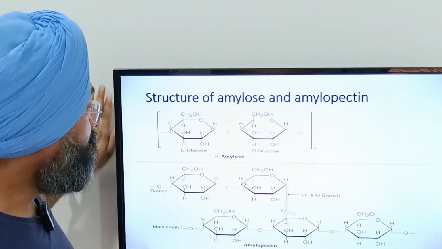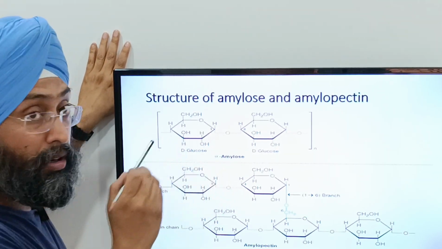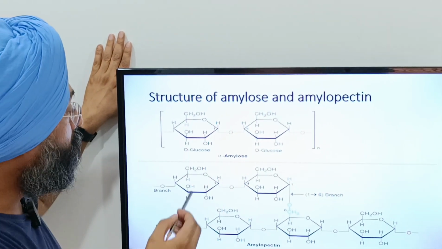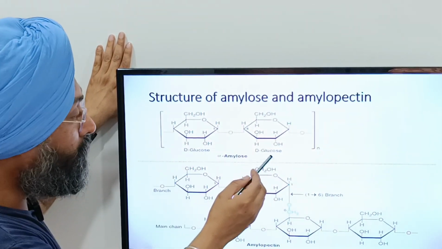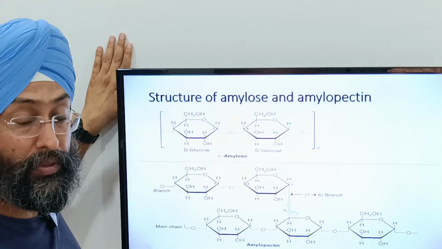Now here comes the structure. So this is amylose and this is amylopectin. In amylose, I told you that there are no branches. So it is a straight chain with alpha 1,4 linkage. This is one glucose unit, this is the second glucose unit, and this bonding is an alpha 1,4 glycosidic bond. So we have this amylose.